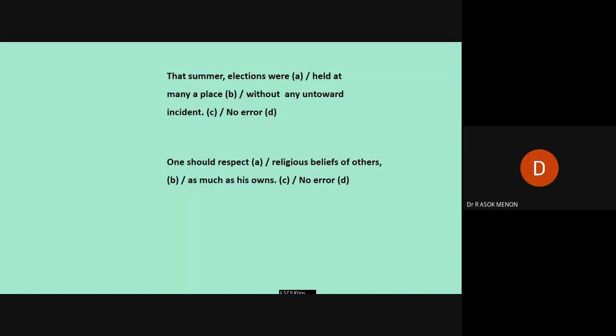C is the correct answer. But in fact, what is wrong with this sentence? It is not the "owns"; that is a typing error, and the S is unnecessary. The actual error is "as much as his own". It is "one's own", because one should respect religious beliefs of others as much as one's own. O-N-E-apostrophe-S. The S in "owns" is a typing mistake.